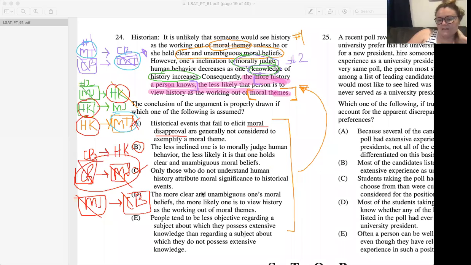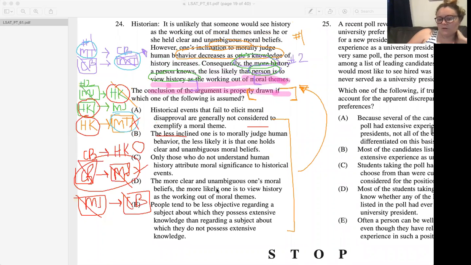If we look at D, the more clear and unambiguous one's moral beliefs, the more likely it is to view history as the working out of moral themes. So this one is connecting moral beliefs or clear beliefs, so CB and MT. Well, we already have that connected. If you look at our premise number 1, we already have that connected. So that's not connecting the two premises together to guarantee our conclusion.